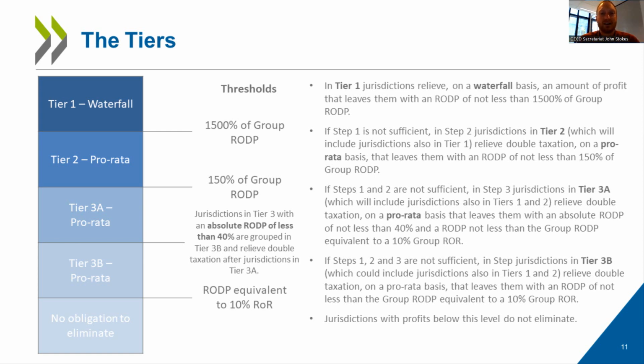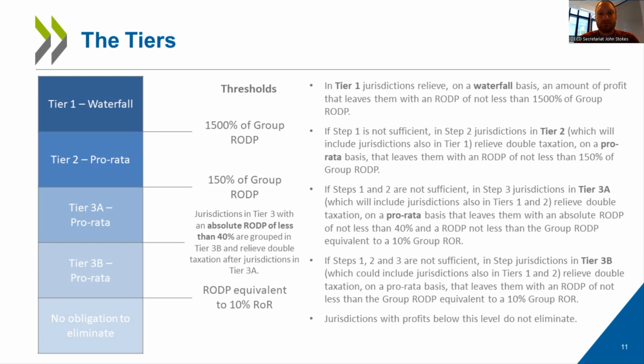So tier 1 is the highest tier, and a jurisdiction falls within tier 1 if the return on depreciation and payroll in that jurisdiction is more than 15 times the group return on depreciation and payroll. So 1,500% of the group return on depreciation and payroll. Jurisdictions in tier 1 relieve on a waterfall basis, and we'll discuss that in a moment. And relief will be provided within tier 1 exclusively if there are sufficient profits arising in jurisdictions that fall in tier 1 to provide complete relief from double taxation.